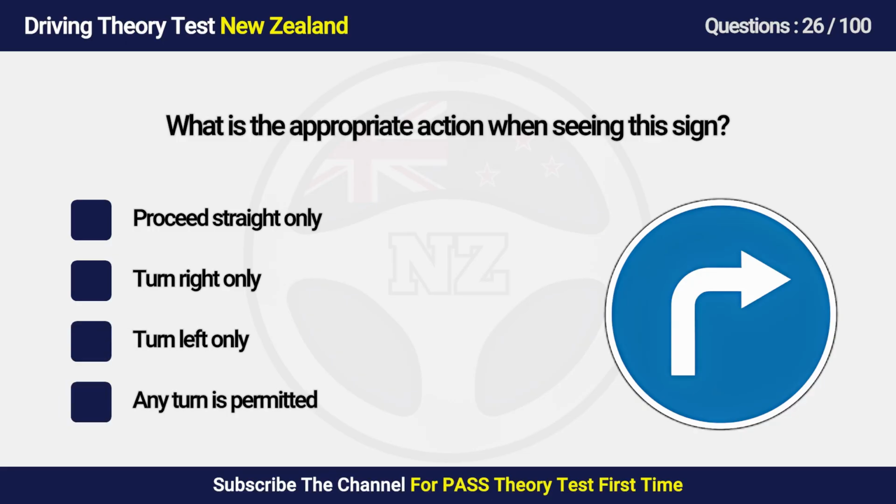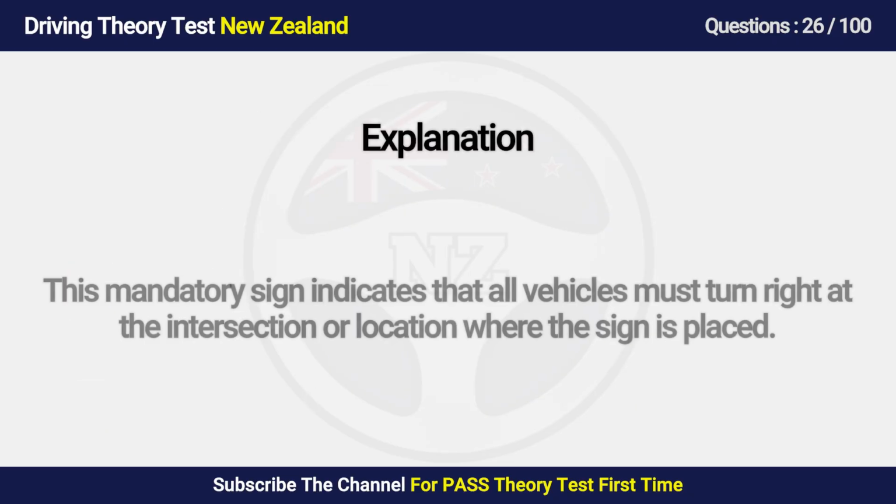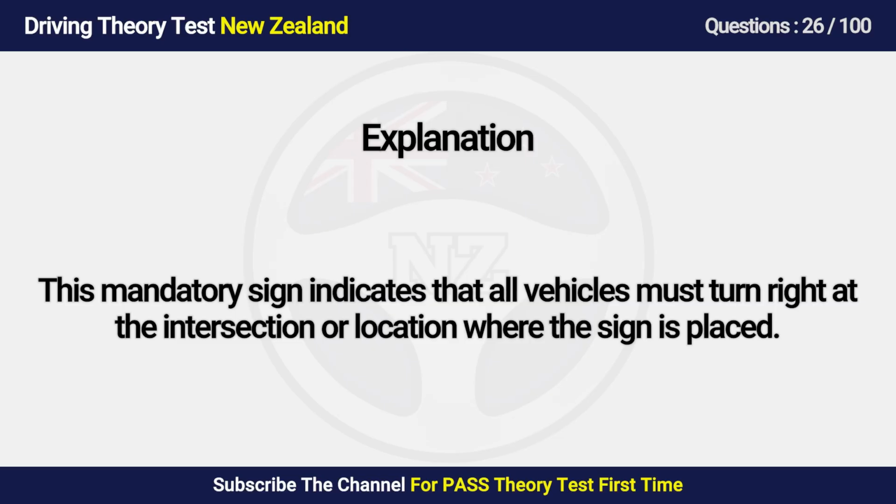A. Proceed straight only. B. Turn right only. C. Turn left only. D. Any turn is permitted. Answer is B. Turn right only. This mandatory sign indicates that all vehicles must turn right at the intersection or location where the sign is placed.